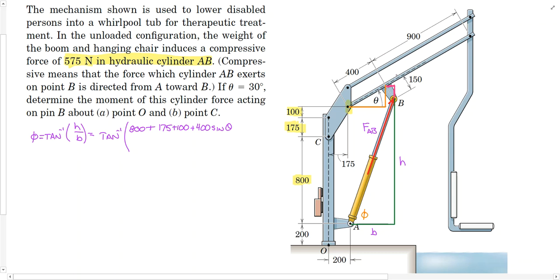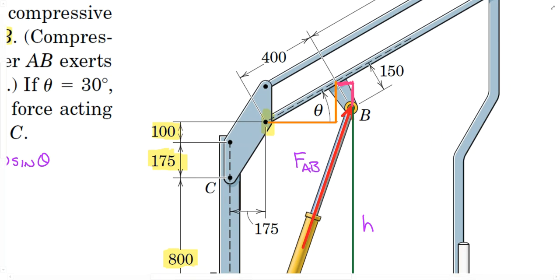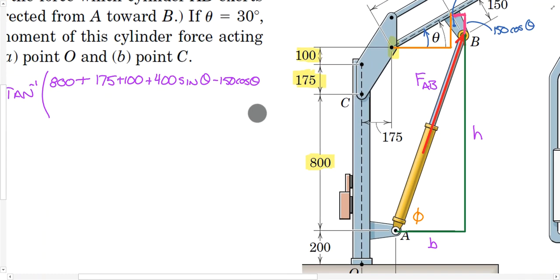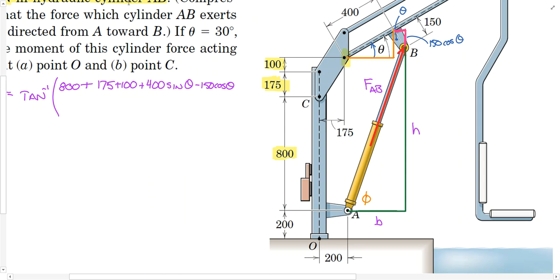And for this height, if we zoom in here for a minute, if I've tilted this boom up by theta, then that means I have the same angle right there. So this angle in here is also theta. And so this vertical height is 150 times the cosine of theta. But I'm going downward with it, and so I will subtract it from the previous value. So minus 150 cosine of theta. And that is the numerator in this expression.